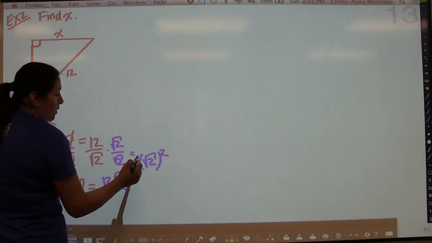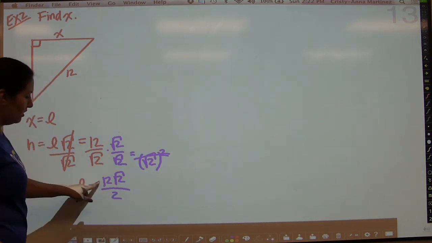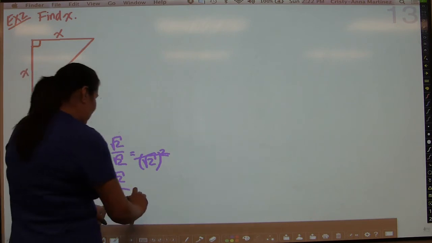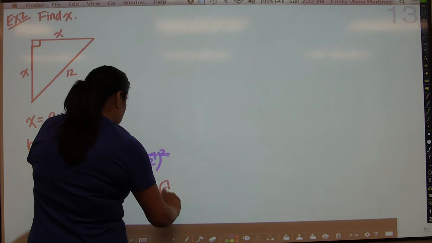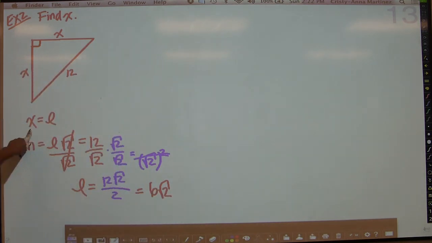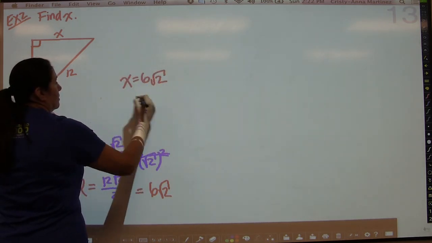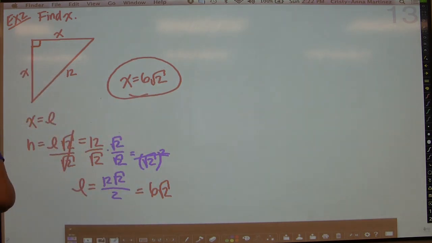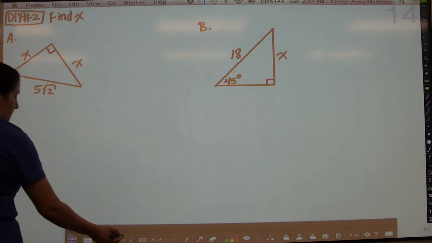And when you have √2 squared, it cancels with the square root, and you just have a 2 left. And now 12 divided by 2 is 6. So at the end of the day, I get that L equals 6 √2. And since X and L are the same, we know that X equals 6 √2. Alrighty, so that's our example number 2. So now we're going to have you try these 2 little guys. And then we're going to go to the second type of special triangle.